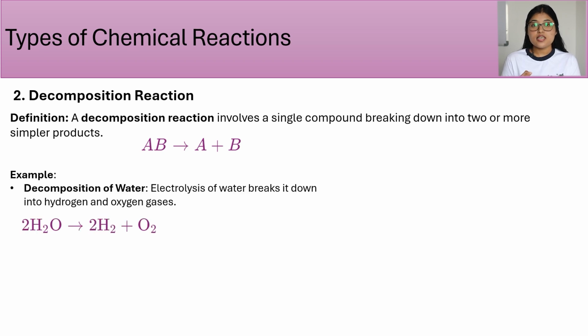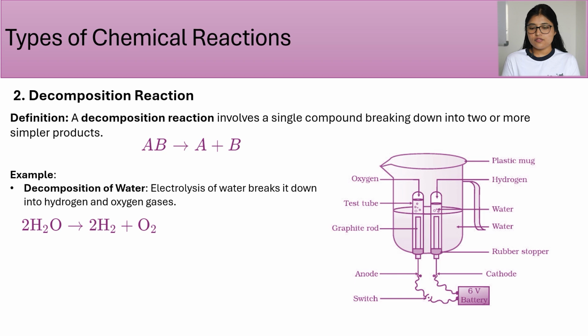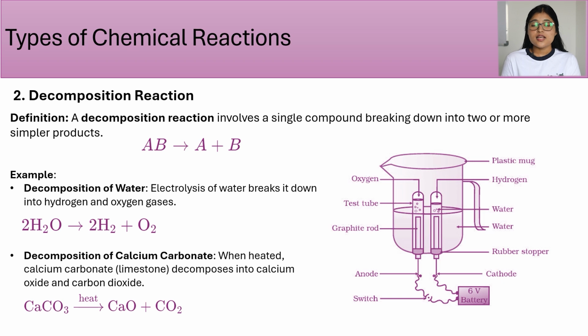One example is decomposition of water. When we do electrolysis of water, as shown in the figure here, water breaks down into hydrogen and oxygen gases, and we write this reaction as 2H2O gives 2H2 plus O2, that is hydrogen and oxygen gas. Another example is the decomposition of calcium carbonate. When we heat limestone, it decomposes into calcium oxide and carbon dioxide as given by the equation here.